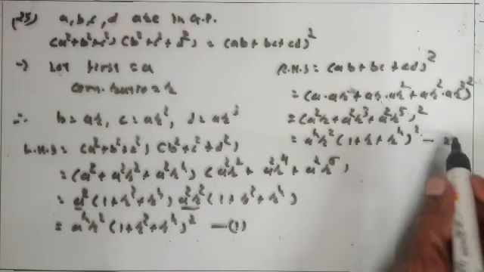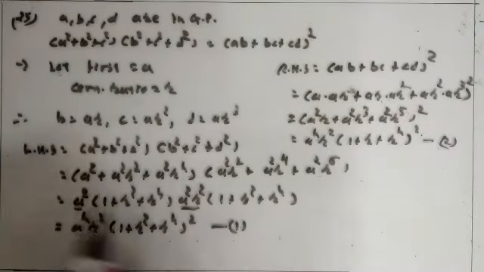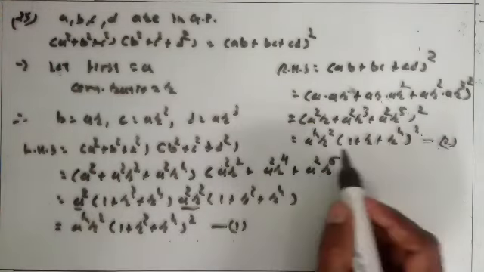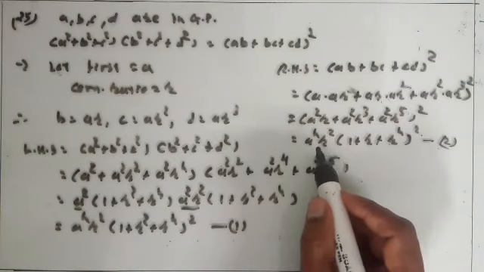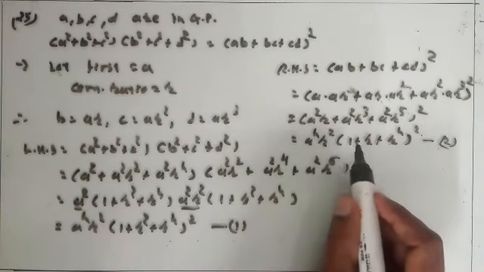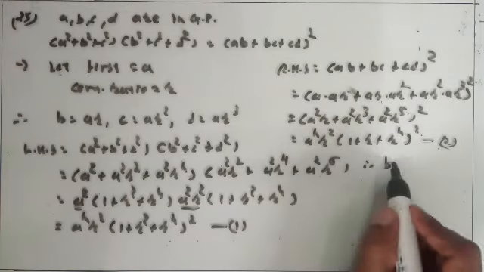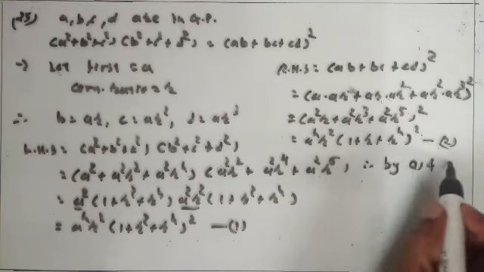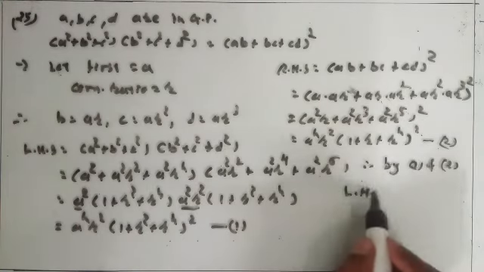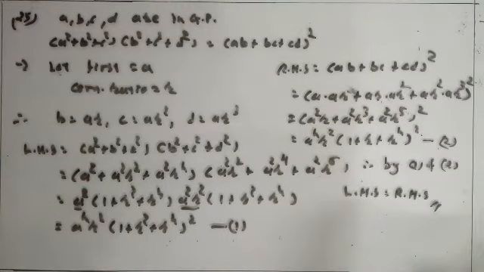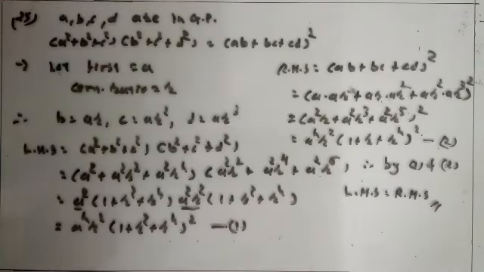Take result number 2. Now compare both results. LHS is equal to A⁴R²(1 + R² + R⁴) raised to 2, and the right hand side from result 2 is A⁴R²(1 + R² + R⁴) raised to 2. So by 1 and 2, left hand side LHS is equal to right hand side RHS. Clear? Hence proved. Remember this, how to prove this type of question.